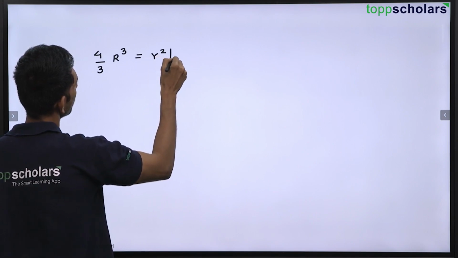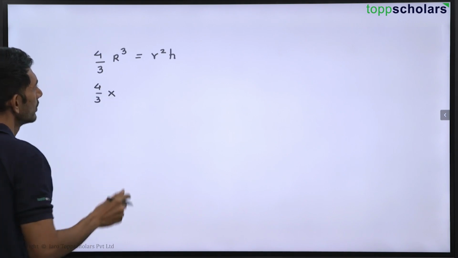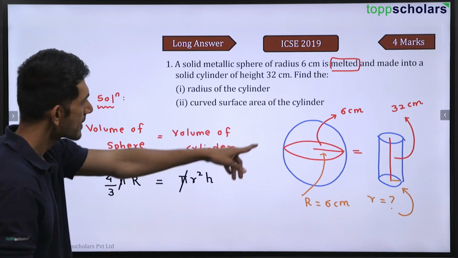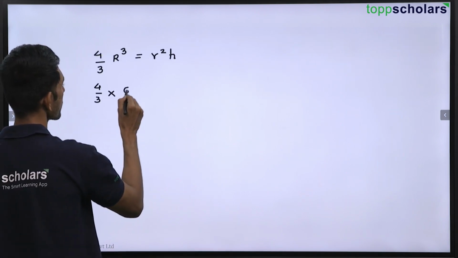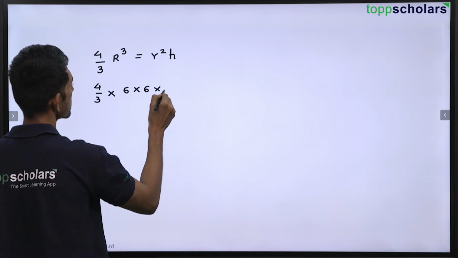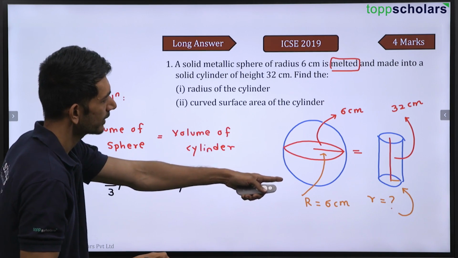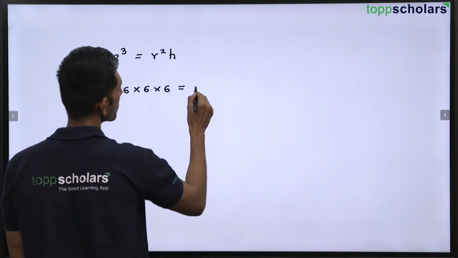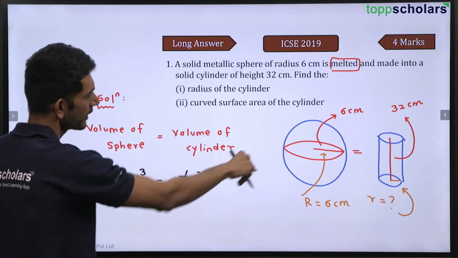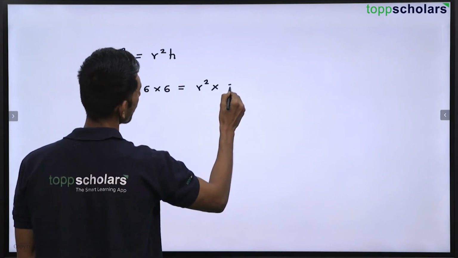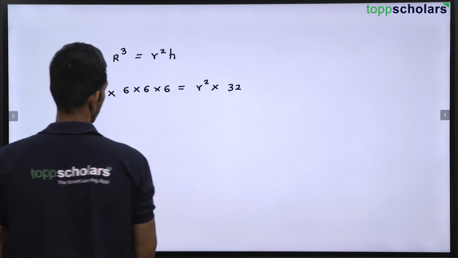Here is r square h. So 4 by 3 into R cube. R cube is 6 into 6 into 6. That is equal to r square h. We'll keep r square as it is. H is how much? H is 32. Can we solve this further? Yes, we can do that.